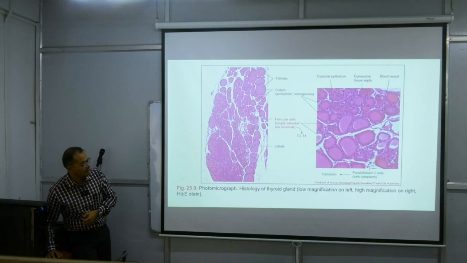We are not going deep into those things. Once this is magnified 100x like this, then you can see some parafollicular cell clusters over here, amorphous cells, which are C cells, right. So, this is how we are going to see this.